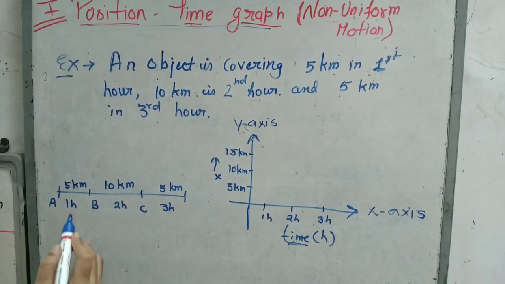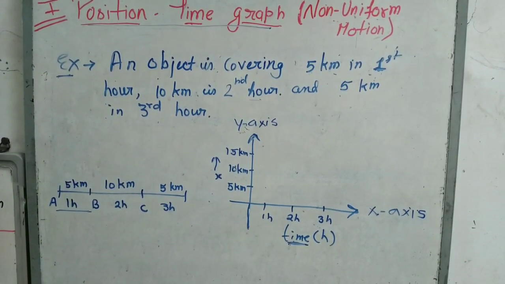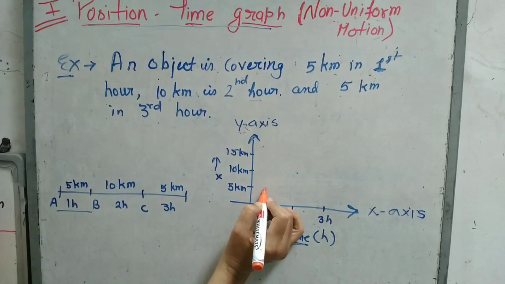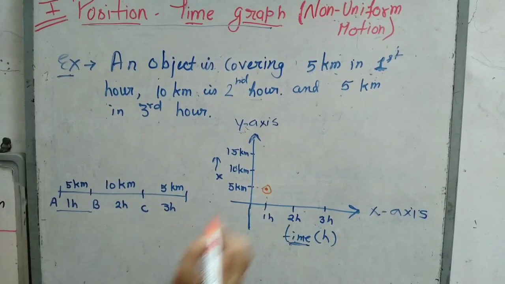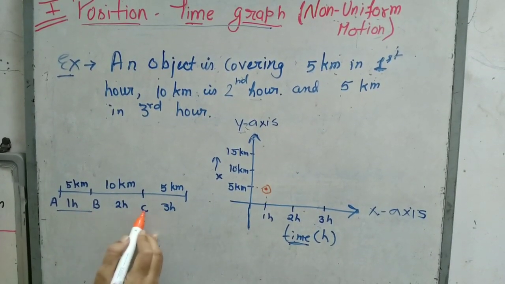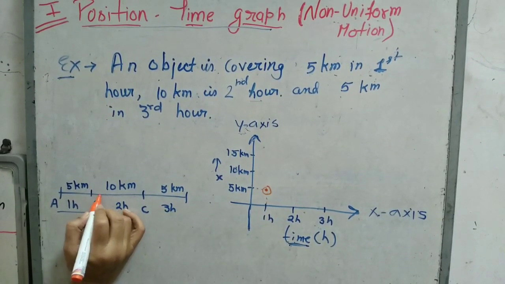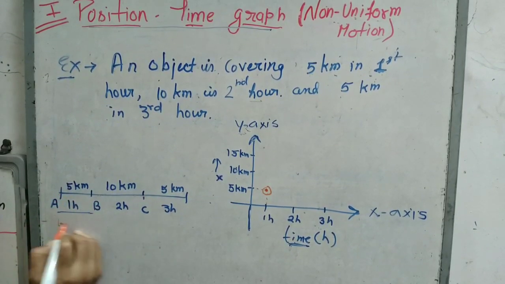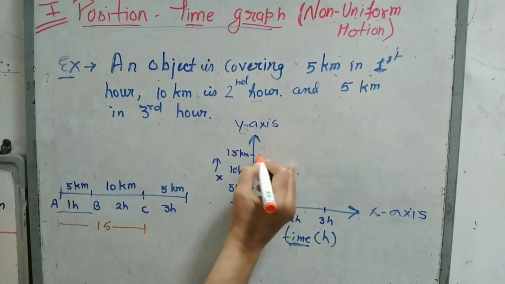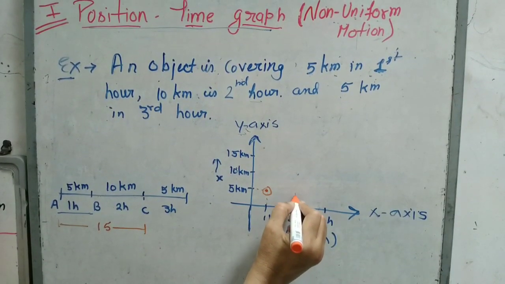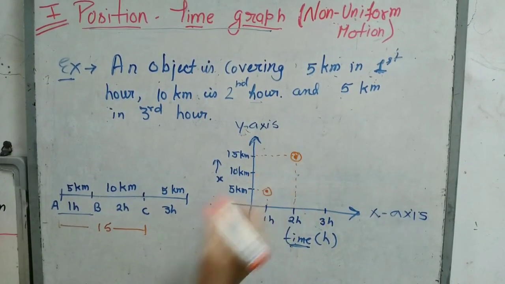Now, as the condition says, the object travels only 5 km in the first hour. So here we can join these 2 points, 5 km from the y-axis and 1 hour from the x-axis. There is a common point. For the second hour, it has travelled 10 km. 10 km means the interval from B to C, so from A to C the total distance travelled is 15 km. So where we get 15 km, we will draw for the second hour, and 15 km is over here. So we will join these two.